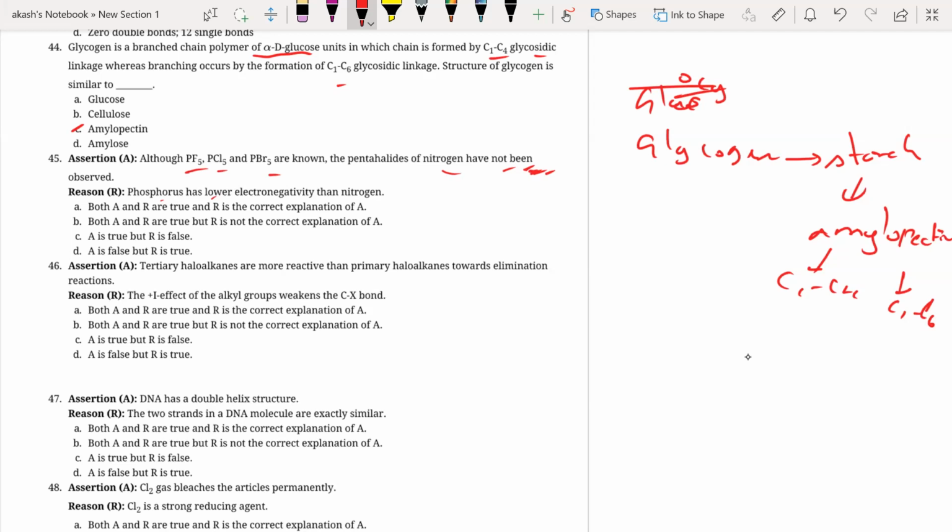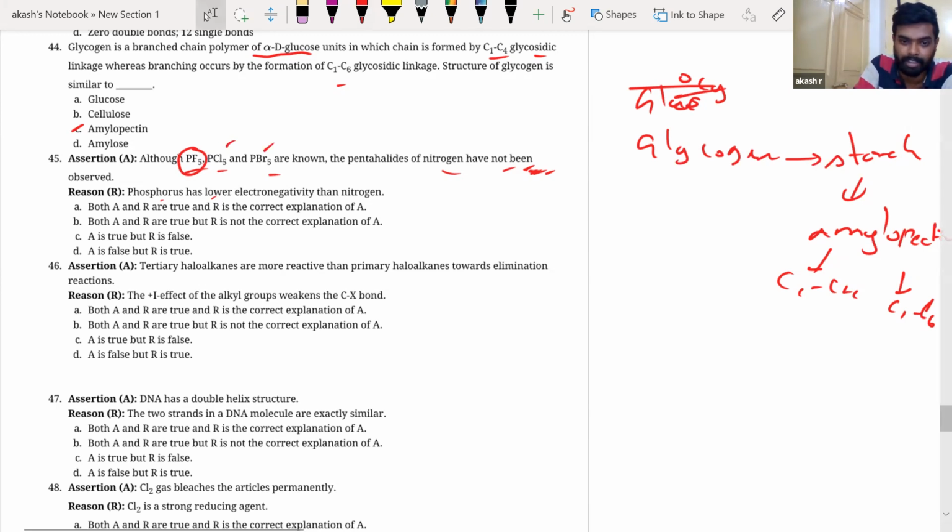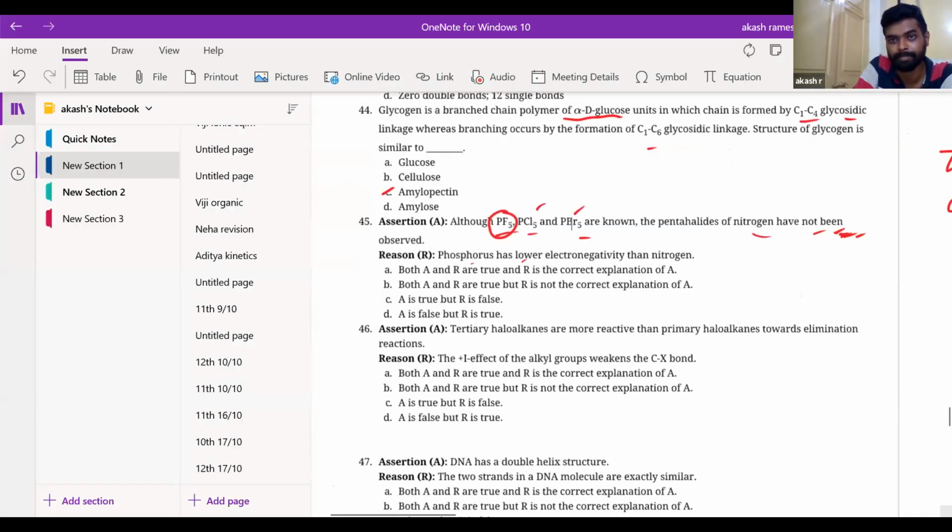Does PF5 exist? Have you ever seen PF5? PCl5 we have seen. PBr5 we have seen. PF5, have you seen? Even I don't know. Let me check. Does PF5 exist? My savior Google will answer me.